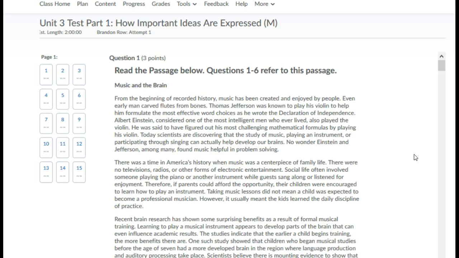Today, scientists are discovering that the study of music, playing an instrument, or participating through singing can actually help develop our brains. No wonder Einstein and Jefferson, among many, found music helpful in problem solving. There was a time in American history when music was a centerpiece of family life. There were no televisions, radios, or other forms of electronic entertainment. Social life often involved someone playing the piano or other instrument, while guests sang along and listened for enjoyment. Therefore, if parents could afford the opportunity, their children were encouraged to learn how to play an instrument. Taking music lessons did not mean a child was expected to become a professional musician. However, it usually meant the kids learned the daily discipline of practice.